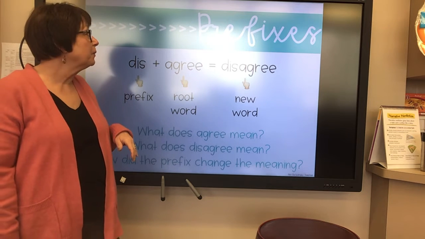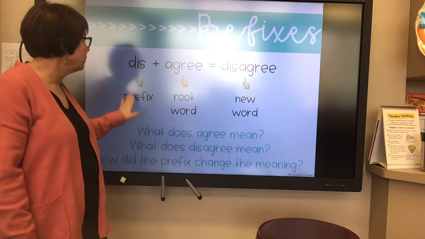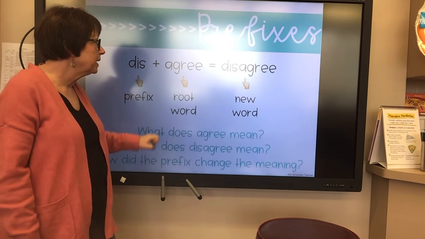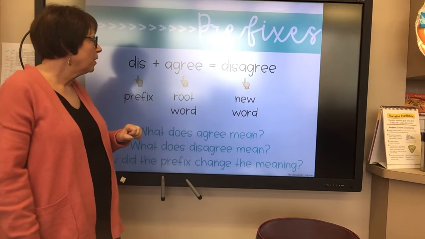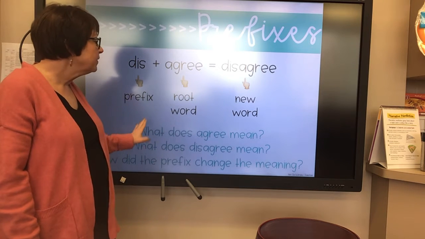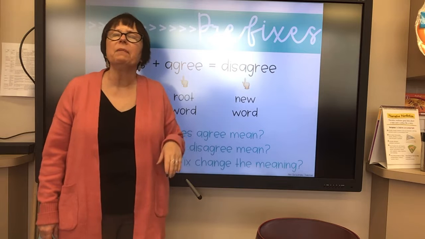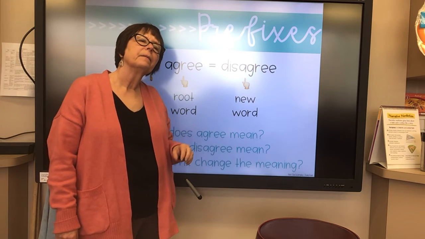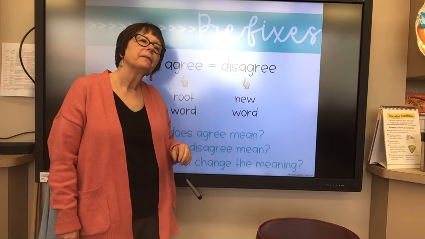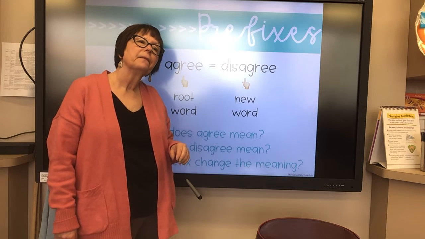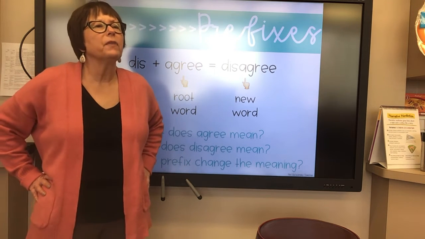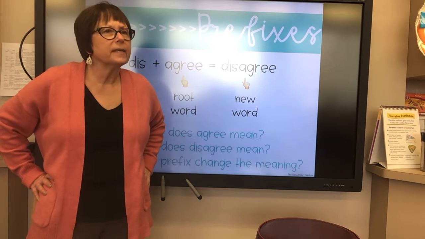Okay. Now, here is dis plus agree equals disagree. So our prefix is dis. Our root or base word is the word agree. And then we have our new word, disagree. What does agree mean? Amelia, what does agree mean? It means that you are going to, you're going to. Sometimes it's hard to put things in words, isn't it?